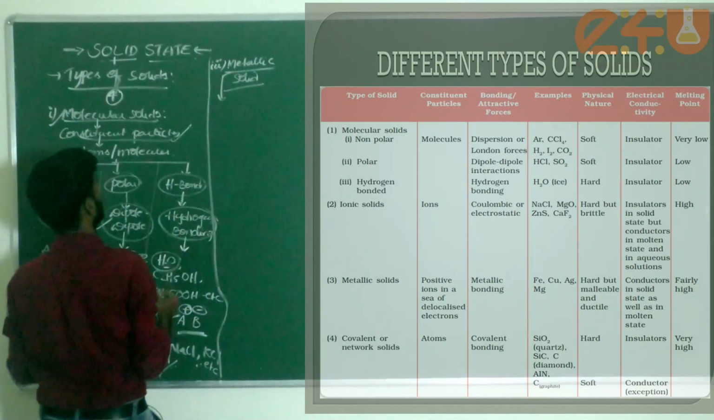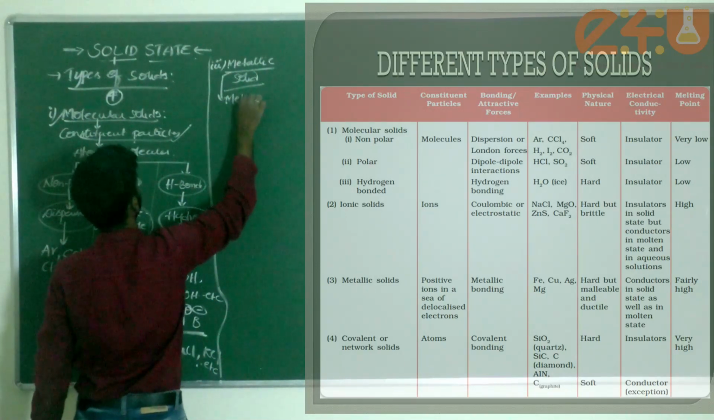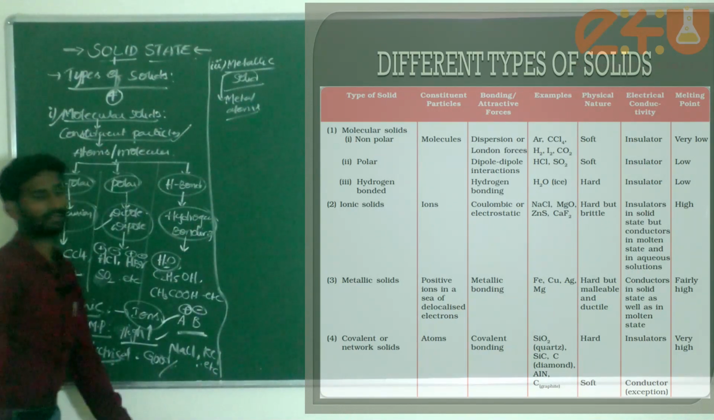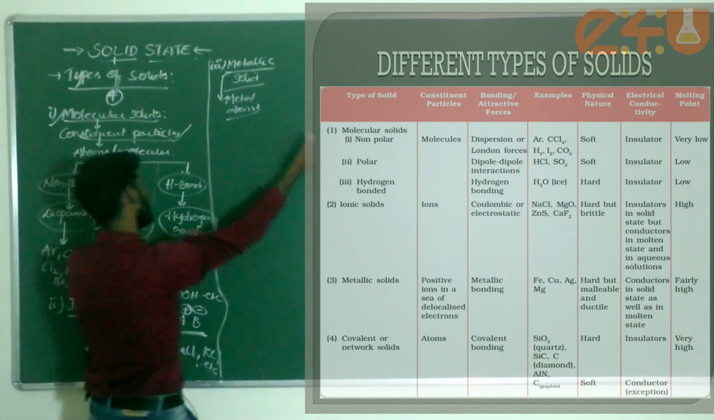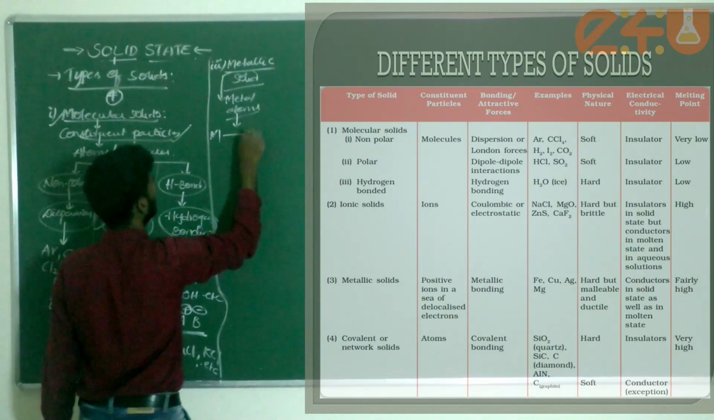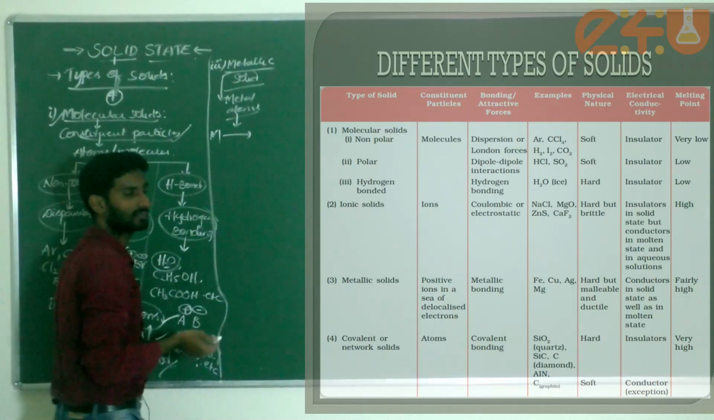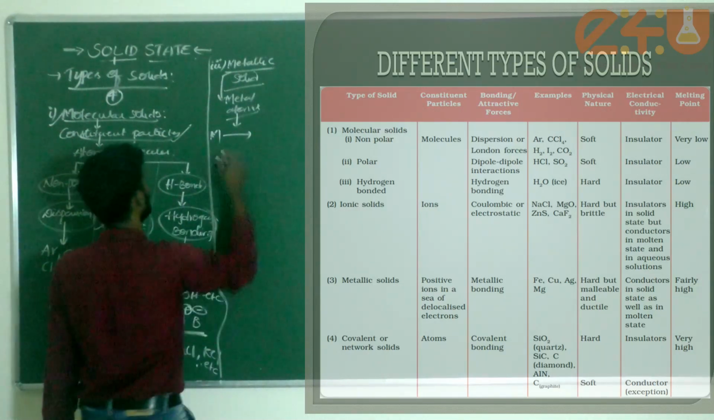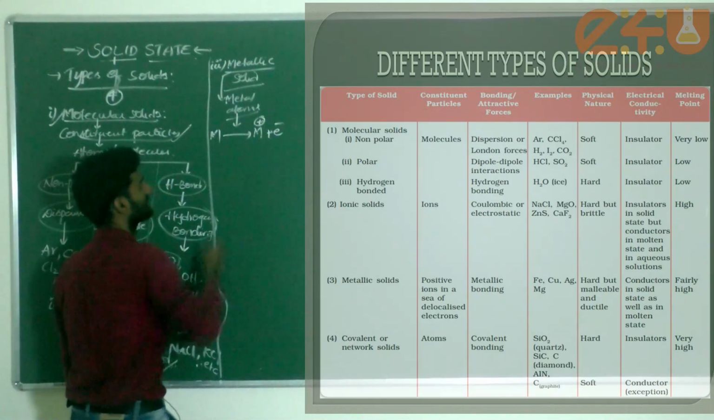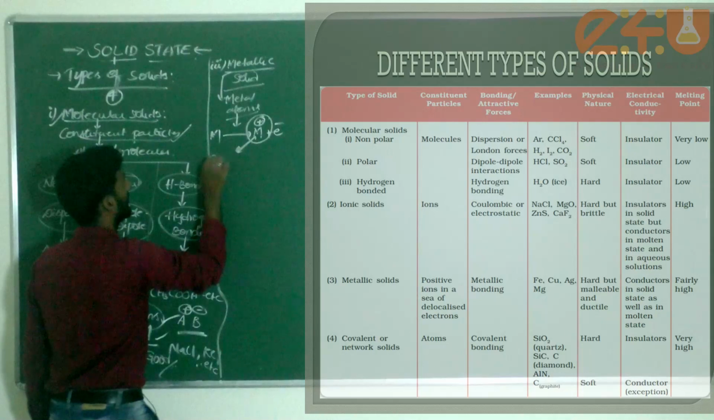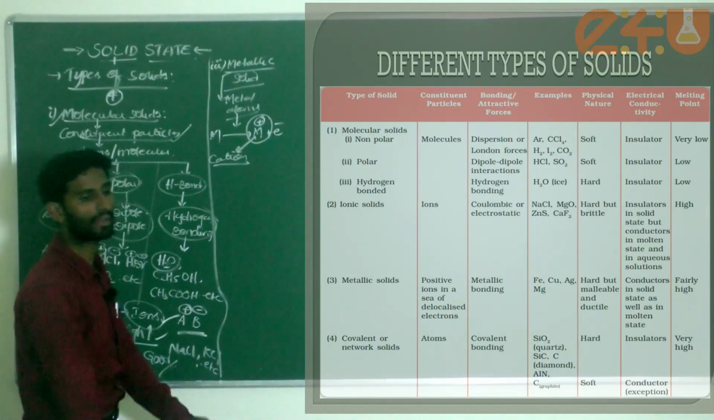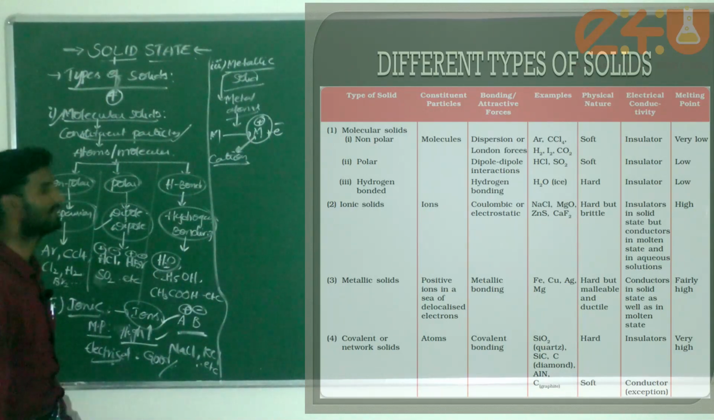Constituent particles are what? Metal atoms. Am I correct or not? Generally, if you consider the metal M, what is the nature of the metal? Does it lose or gain electrons, dear students? It loses electrons, and it gets the charge M plus, with E minus. This is called a cation. Generally it gives positive ions in a sea of delocalized electrons.